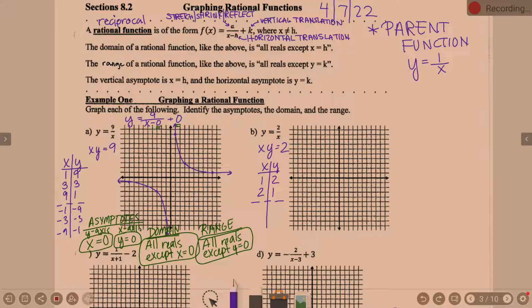Now, I always need 2 sets. If 2 numbers multiply to be a positive, they're either both positives or both negatives. So my other options: -1, -2, -2, -1.